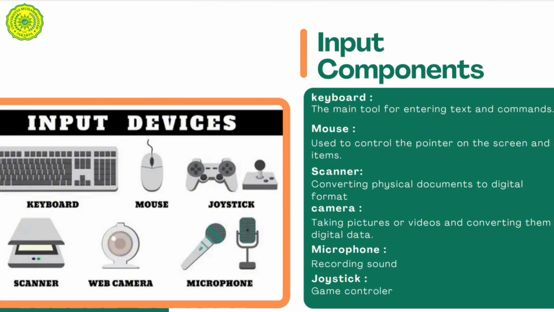Mouse, used to control the pointer on the screen and select items. Scanner, converting physical documents to digital format. Camera, taking pictures or videos and converting them into digital data. Microphone, recording sound. And joystick, game controller. And I will choose one for example. Here's a detailed explanation of how keyboard works.